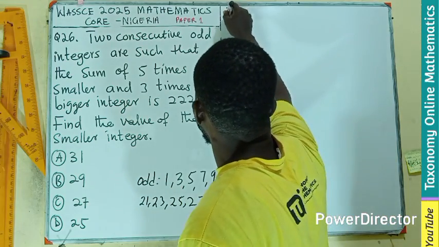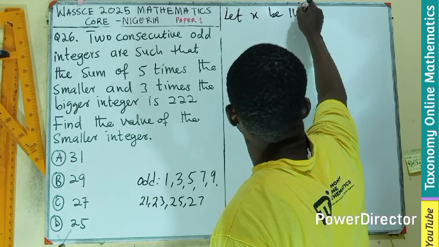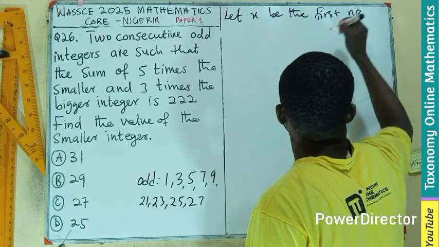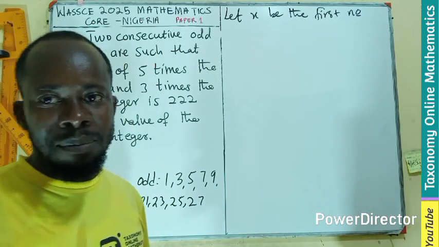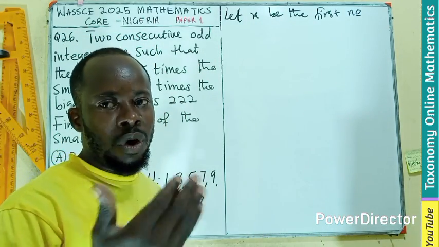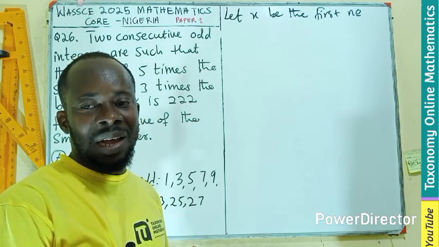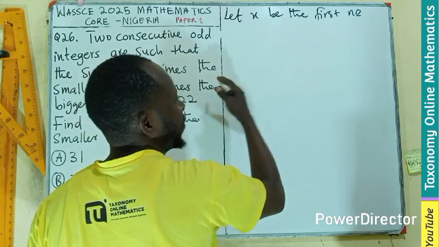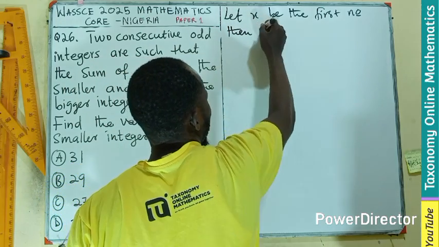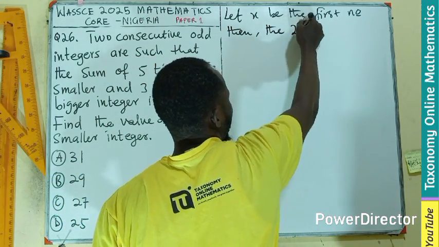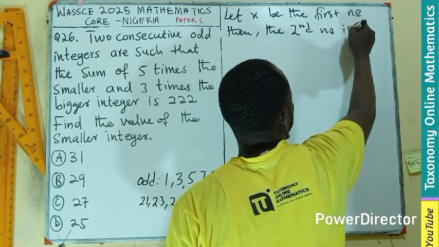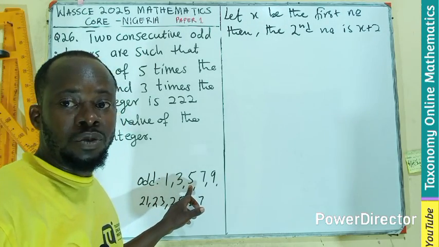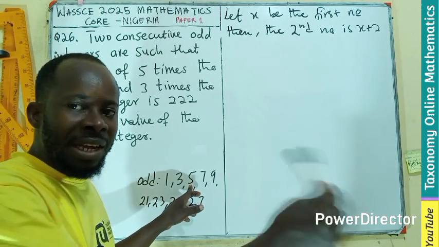So what do we do? We let x be the first number. If x is the first odd number, which mine is 25 and yours is 5, we need to have the same answer because we are all answering the same question. So if x is the first number, then the second number is x plus 2. As in, if you mention 5, 5 plus 2 is 7. That's your next consecutive number, following.